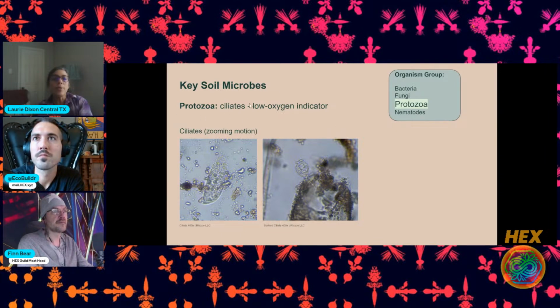Among the protozoa, we do have ciliates, which prefer a more low oxygen environment. So again, it's just another indicator that you're probably going anaerobic. It's not always a bad thing, though. You're going to get more ciliates if you've had a big rain event.